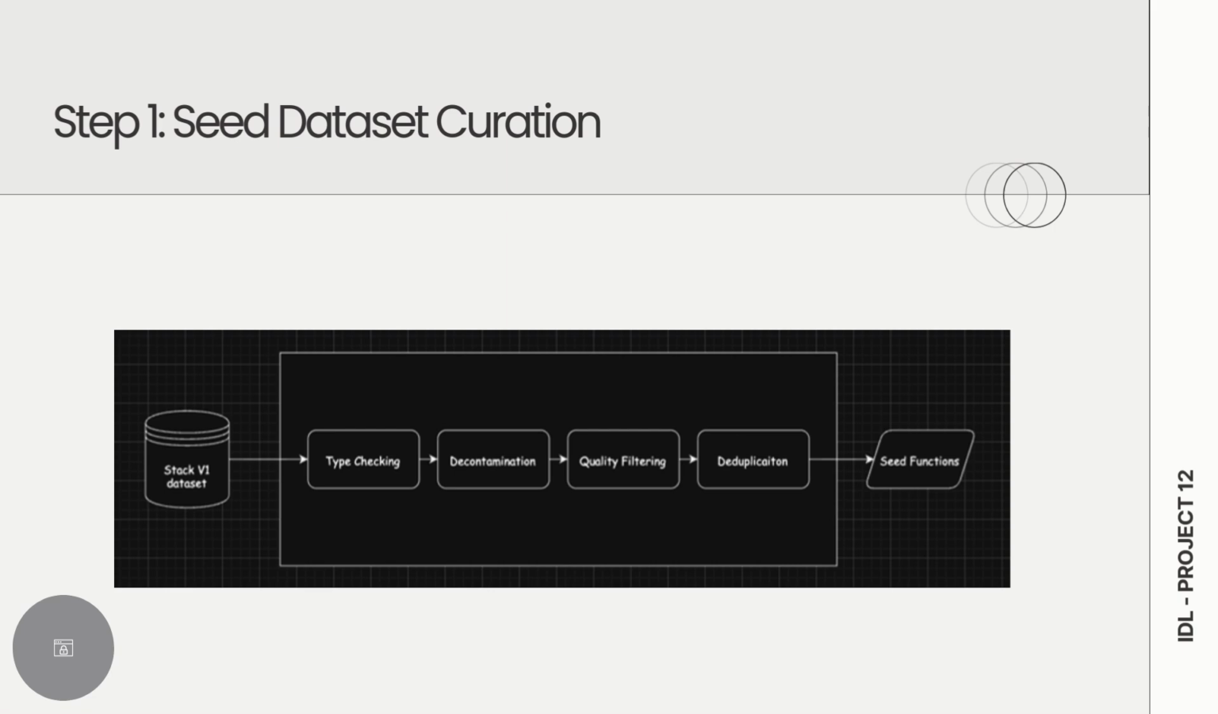The first step in the existing pipeline is to filter functions from The Stack dataset to retain quality functions at each filtering stage, which is type checking, decontamination, quality filtering, and deduplication. This helps us retain quality seed functions.